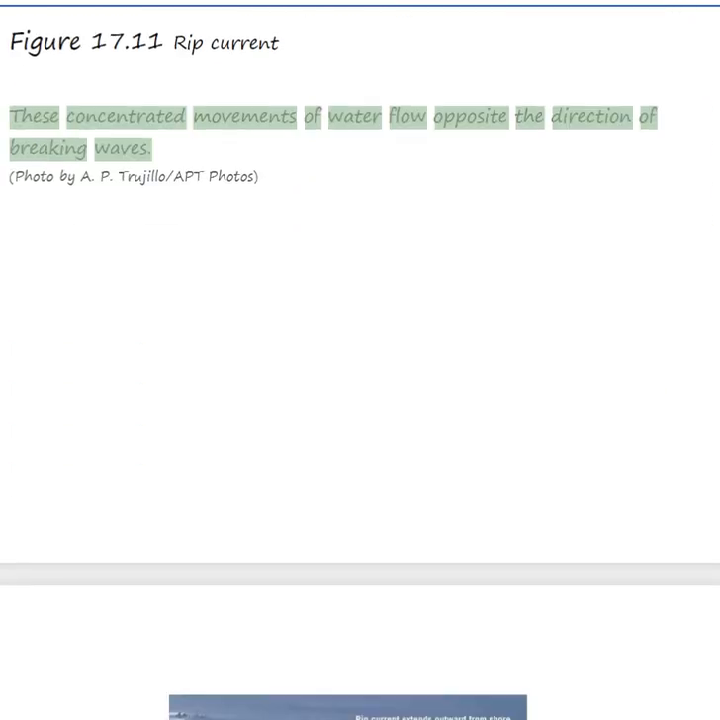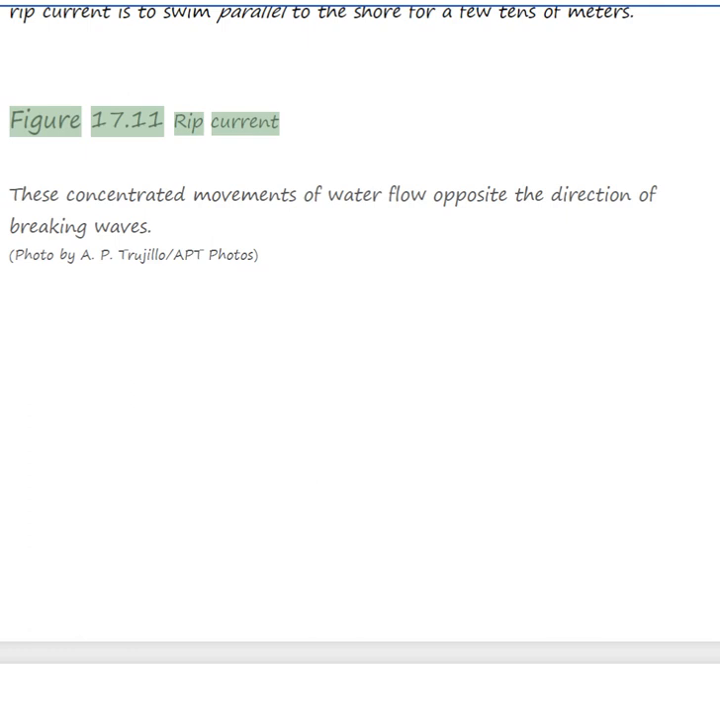These concentrated movements of water flow opposite the direction of breaking waves. Figure 17.11 Rip current.